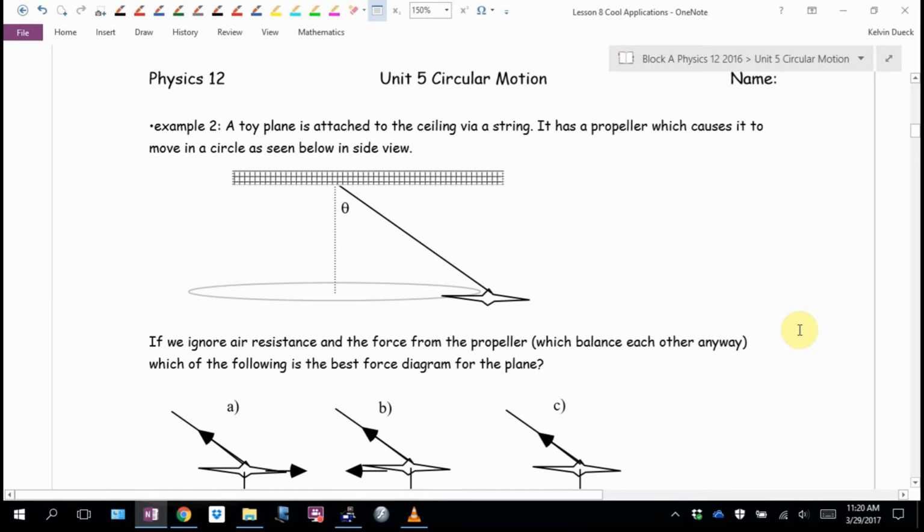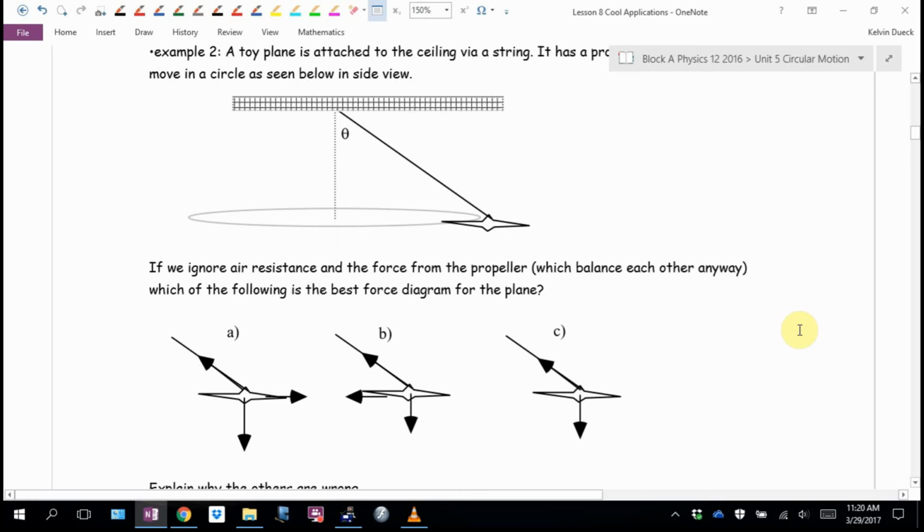Application number 2 is what we call the conical pendulum. It's a pendulum in that you have a mass on the end of a string, but you may have seen these outside of novelty stores. It's the toy helicopter suspended from the ceiling that's going around in a circle, going around and around and around, tracing out a cone shape, a conical pendulum. So a toy plane is attached to the ceiling with a string, has a little propeller which causes it to move in a circle as seen below in side view.